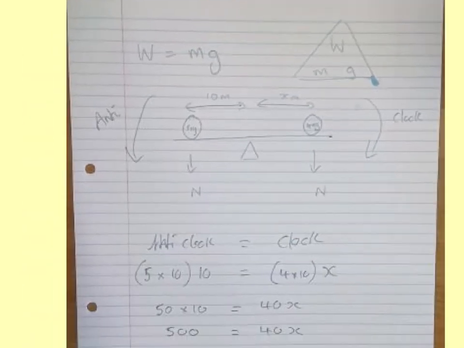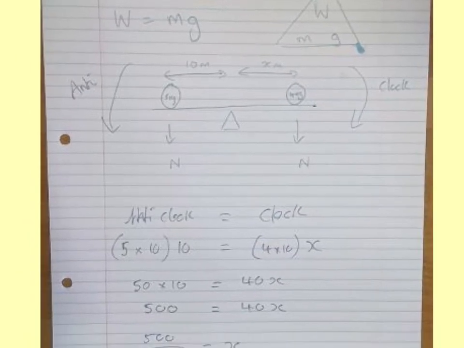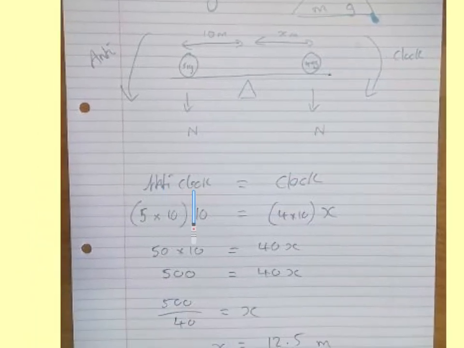So then, I've drawn my diagram. I've done my 10 meters there, my 5 kilograms, my unknown meters there, my 4 kilograms there. I'm sorry that it's not that clear. So I've gone and done my anticlockwise equals my clockwise. Now I've wrapped this equation up.